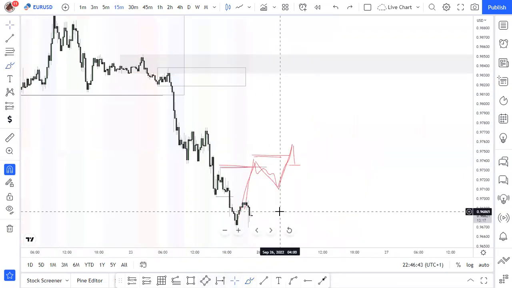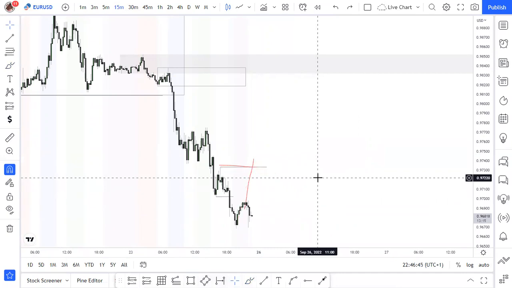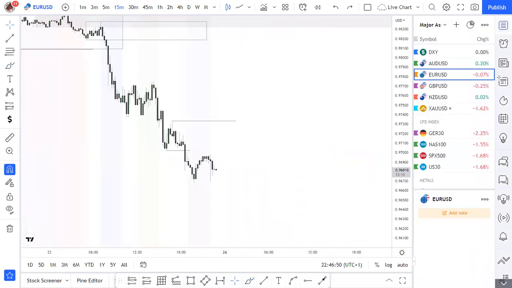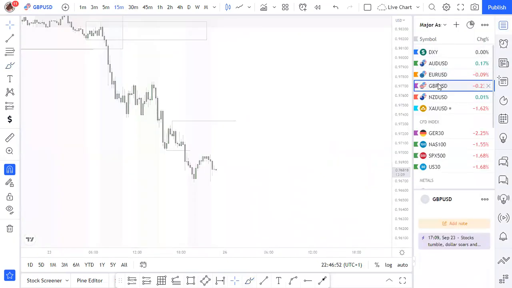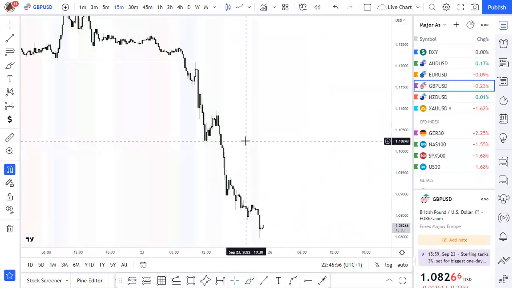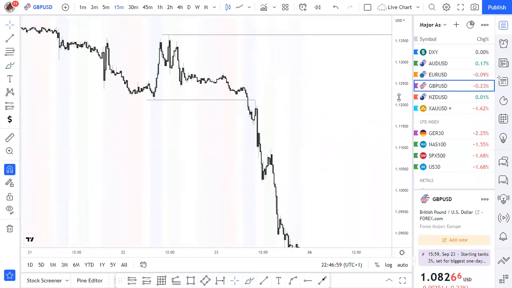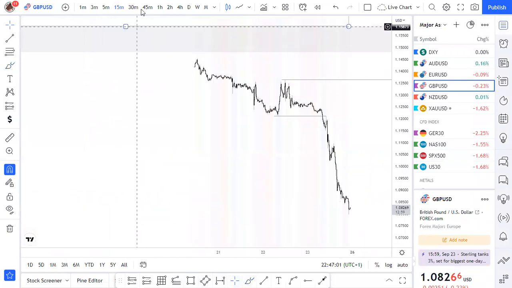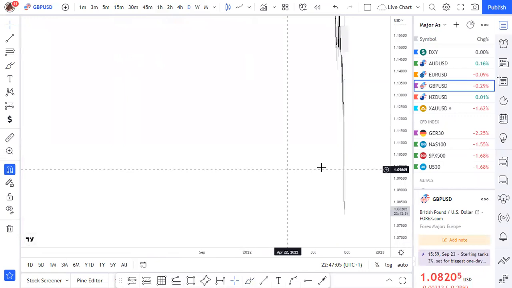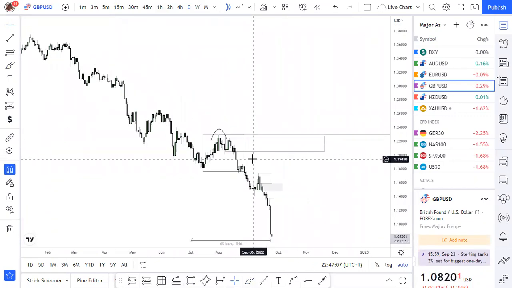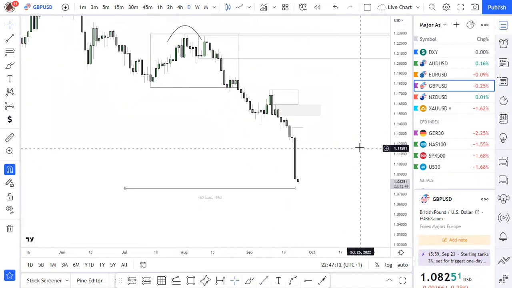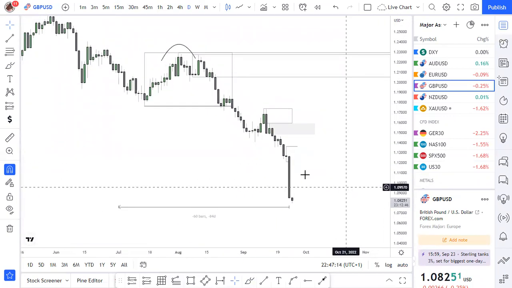So yeah, that's it for Euro USD. So going over to Pound USD, same price action. I think I didn't really want to talk about Pound USD because I don't really know, but well, since I'm here, let me just talk about it.